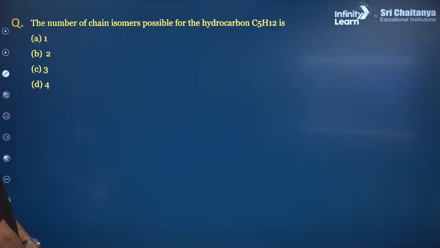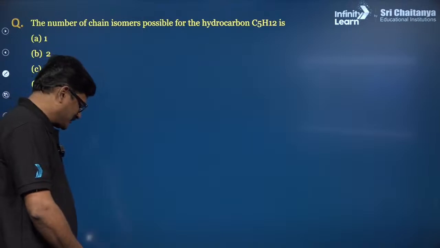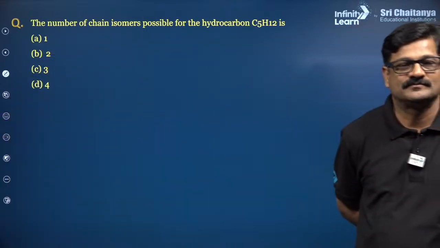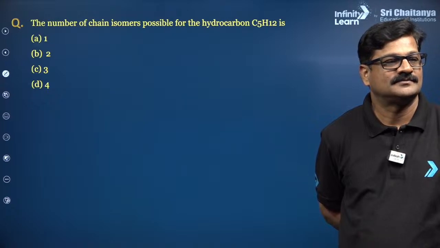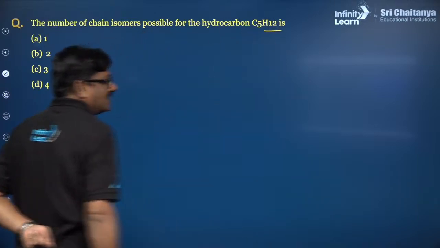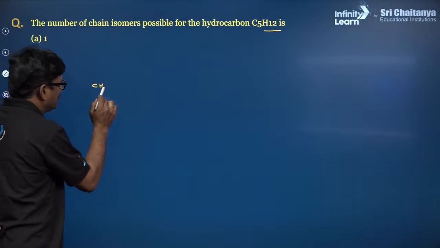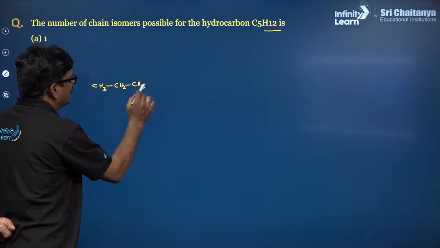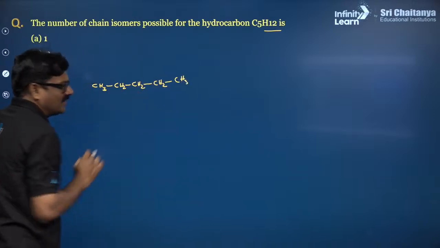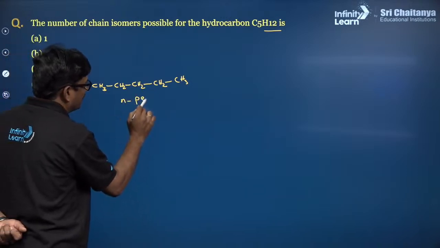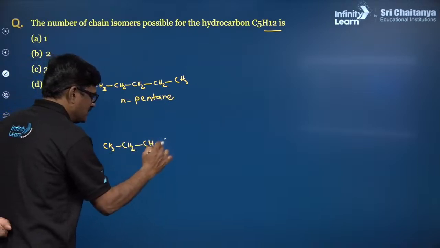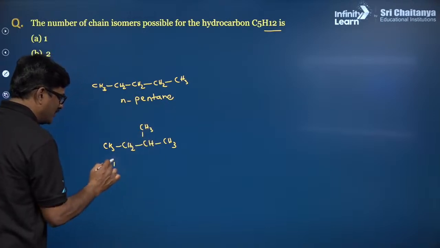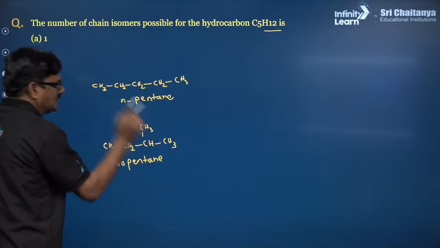Fine. Now the number of chain isomers possible for the hydrocarbon C5H12. You only have to do this. How many chain isomers can come for C5H12? CH3, CH2, CH2, CH2 and CH3. It is n-pentane. I want to write one more. CH3, CH2, CH and CH3. And it is said to be isopentane.